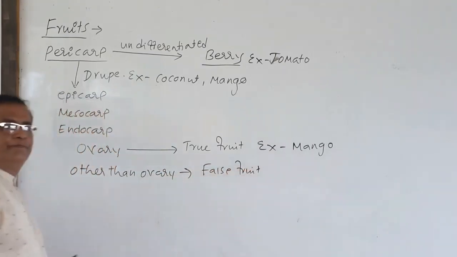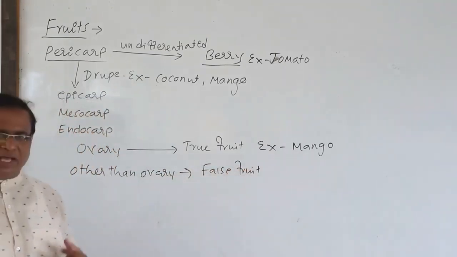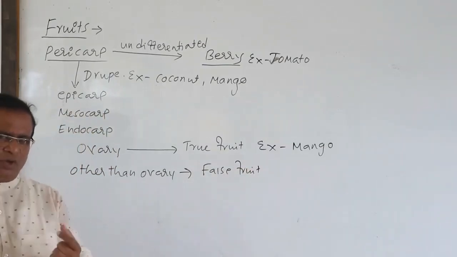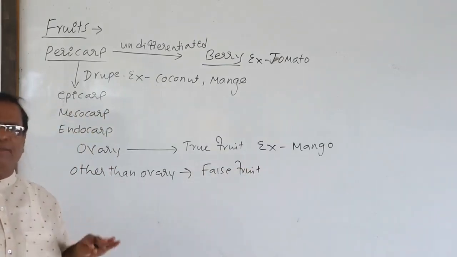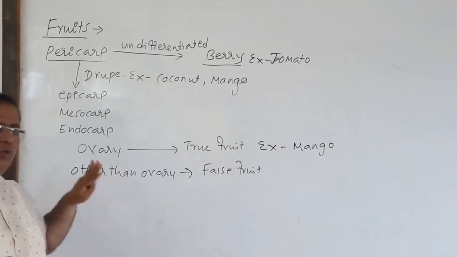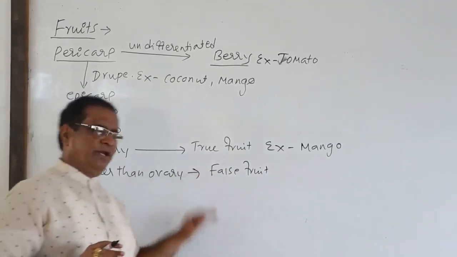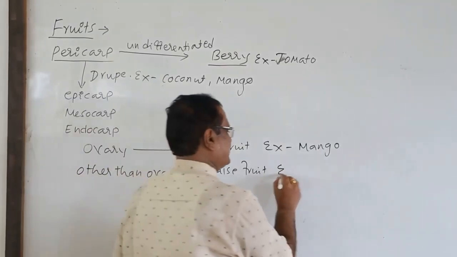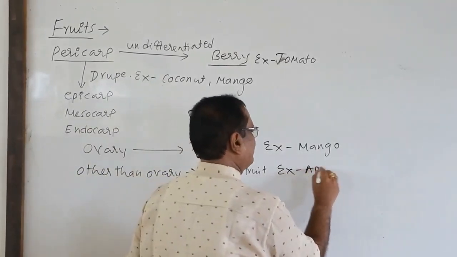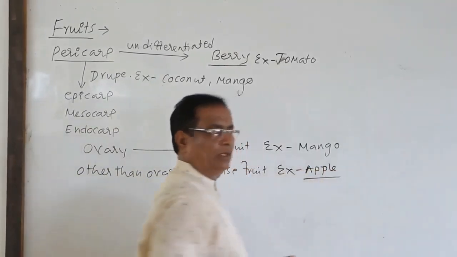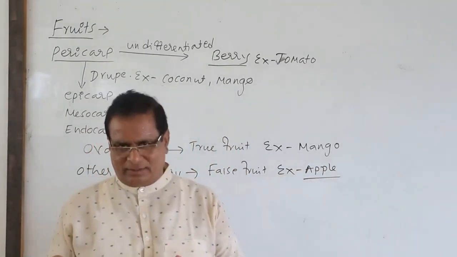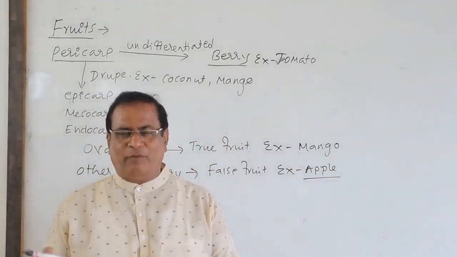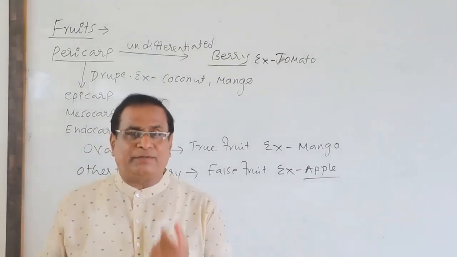False fruits. What is a false fruit? A fruit which is formed from any floral part other than the ovary. Such fruits are named as false fruits. The best example is apple. In apple, the thalamus, a floral axis, becomes the fruit.